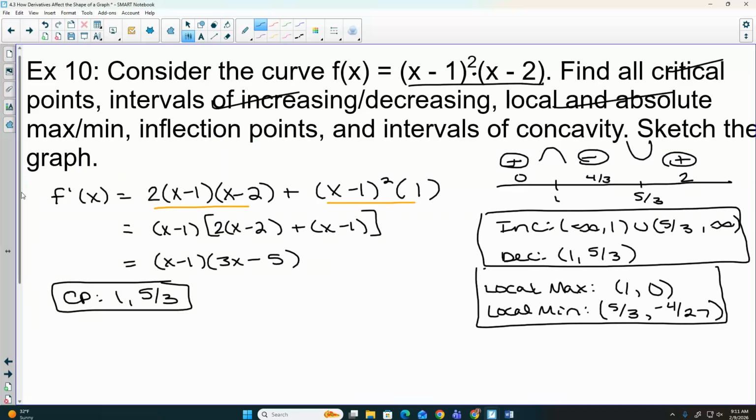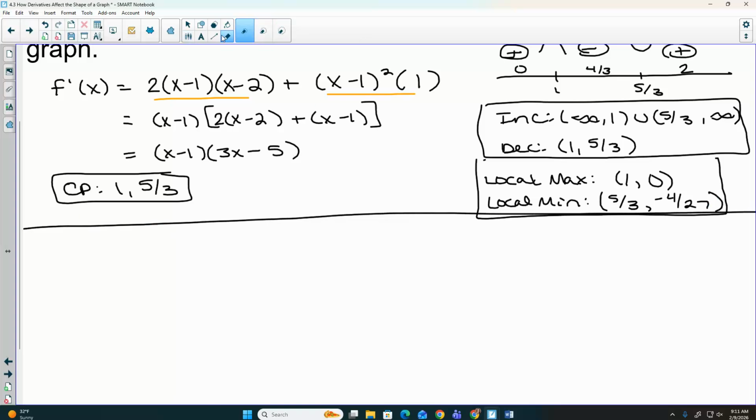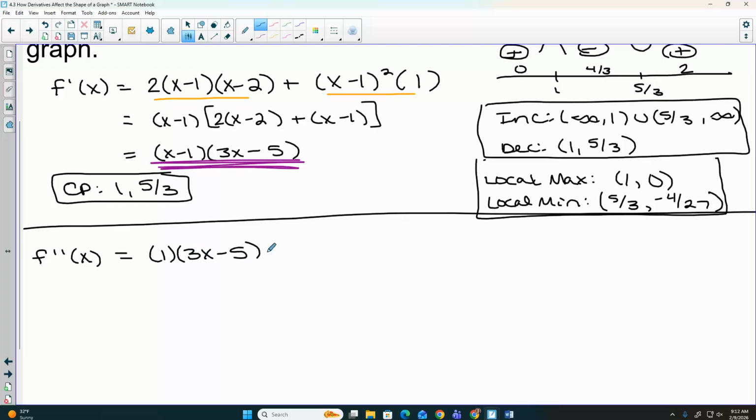So to get the inflection points, we're going back. We are looking at our first derivative and then doing the second derivative. Again, you could choose to FOIL that out first. I'm just going to do product rule. So derivative of the first one times the second plus the first, derivative of the second.